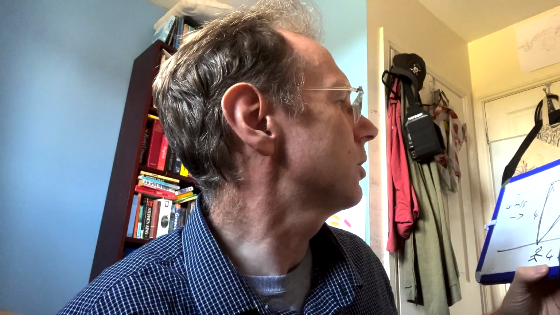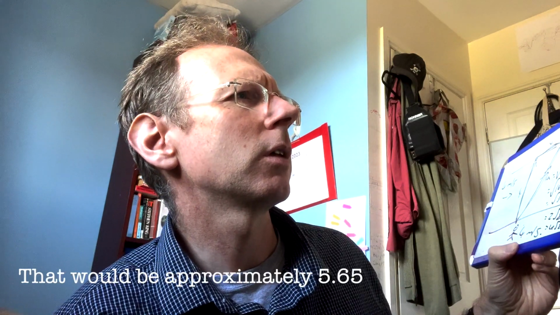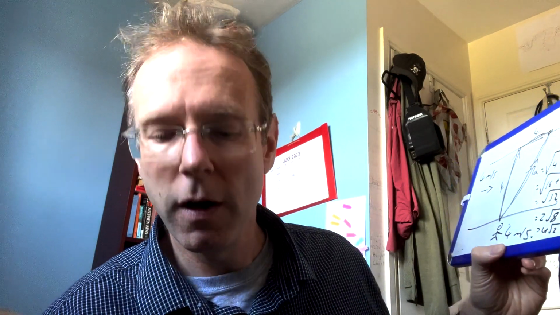Siri, what is the square root of 32? That would be approximately 5.6568. 5.65? Wow! Okay. So I was pretty close with that one.